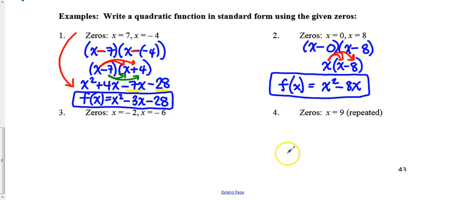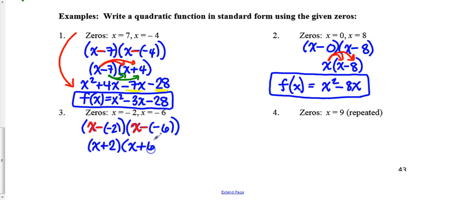Please try setting up number 3 on your own. Try setting up number 3. So this will be x minus a negative 2. And this will be x minus a negative 6. So once again, focusing on the fact that it's always going to be x minus the 0. If I plug in a negative 0, we will have the double negative situation. So this will become x plus 2 times x plus 6.